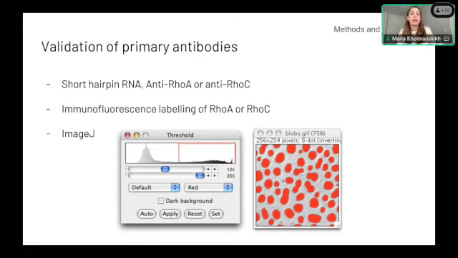We use small hairpin RNA, or shRNA, against RhoC mRNA to knock down the level of RhoC protein. So in epithelial or fibroblast cells with less RhoC compared to control cells, we performed immunofluorescence labeling of RhoC. The data was then collected and signal intensity was analyzed using ImageJ. And this is an example of what analysis using ImageJ would look like, with finding the area, and that gives us the signal intensity.